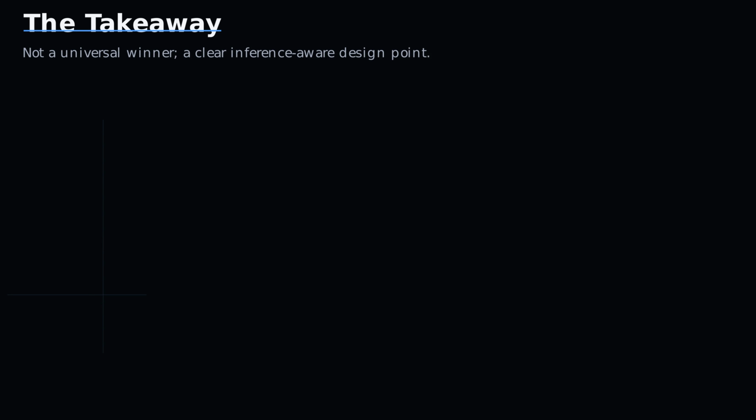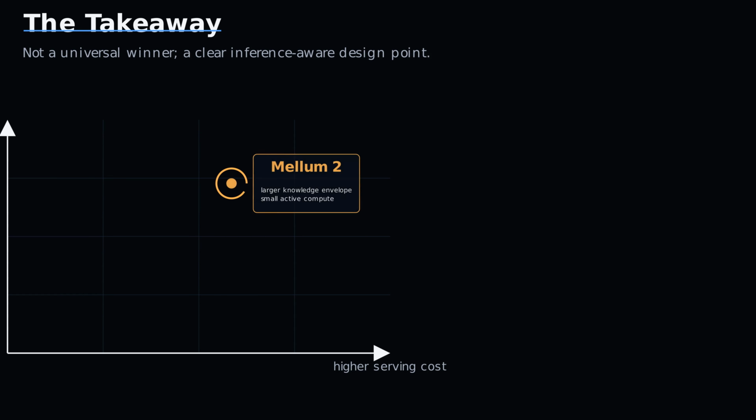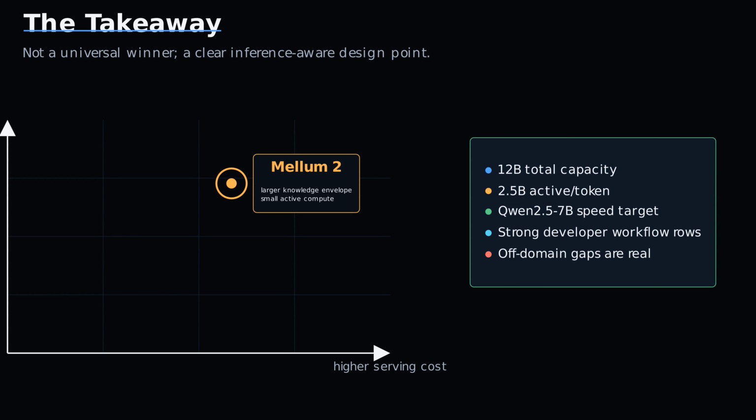So the useful takeaway is not that Mellum 2 wins every row. The takeaway is sharper. For coding assistance, sparsity can buy a larger knowledge envelope while preserving the serving behavior of a much smaller, dense model.